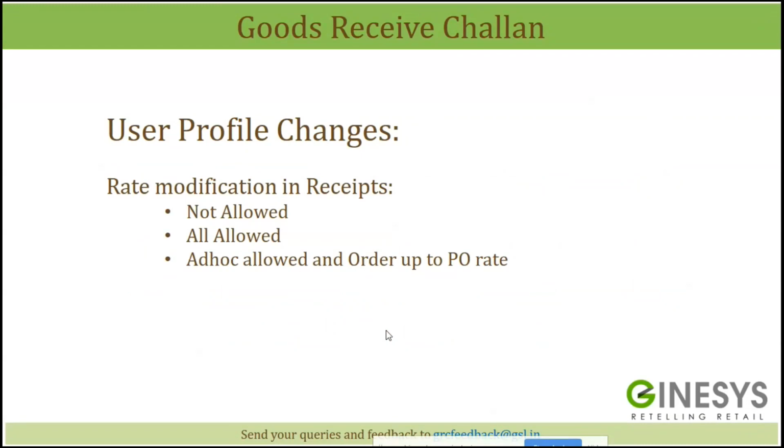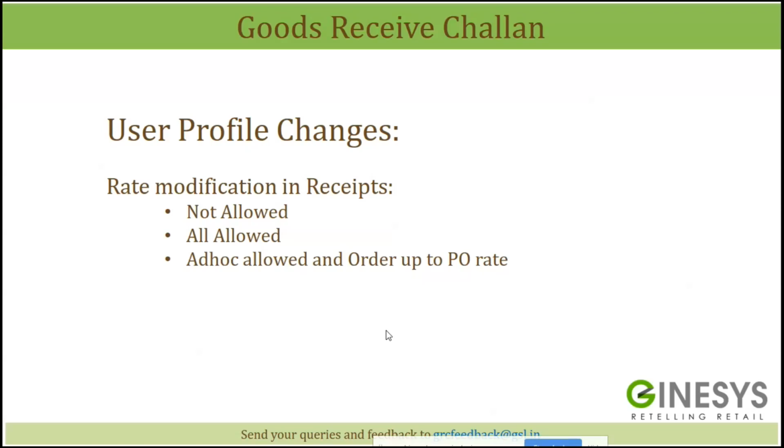So moving ahead with respect to item rate modification. As we all know, in desktop application, good receipt challan against order and good receipt challan for ad hoc, even after migration to web, were having two different modules. And due to that, we were having two different profile options for modification of rates in respective entry modules.